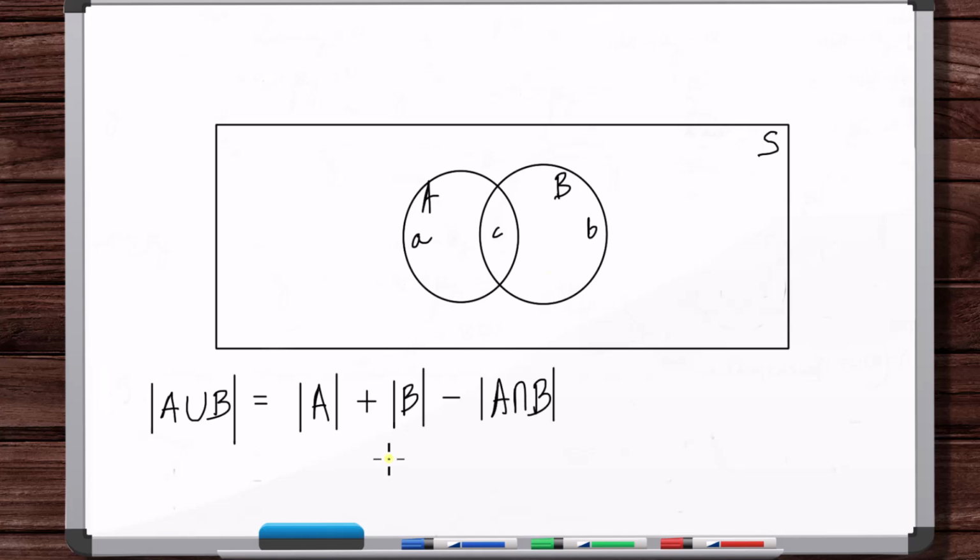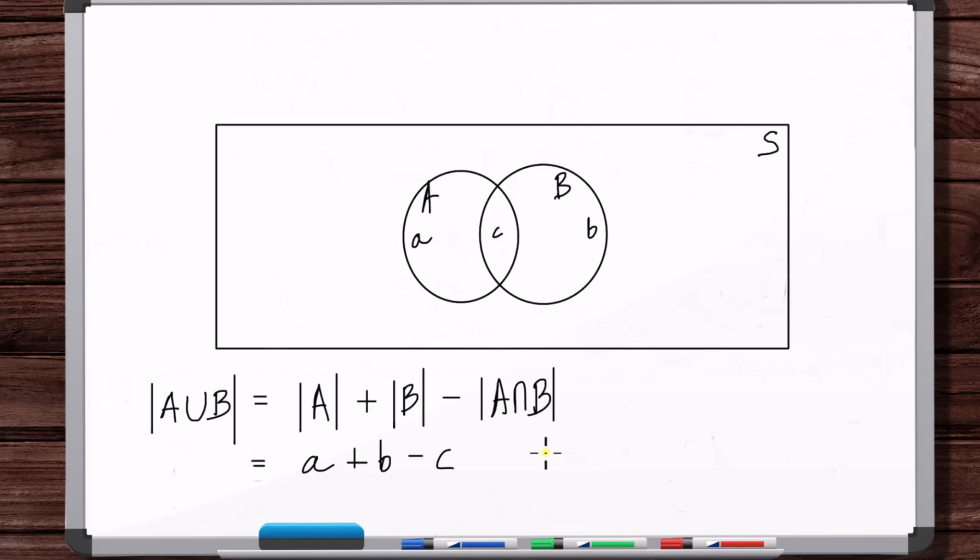And we can see why this works: you have A plus B minus C, because when you add all of A to all of B, you're adding C twice. And so this subtracts out one of the C's. Okay?